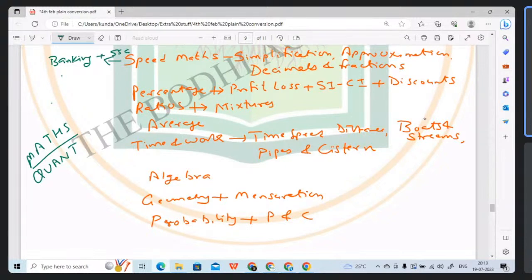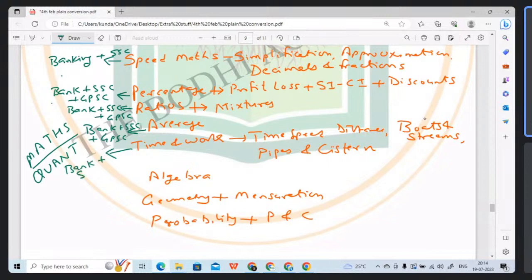There is no question from speed maths in GPSC, whereas percentage comes in all the exams: banking, SSC, and GPSC. Ratios and mixtures, questions come in all three. Similar is the case with average: bank, SSC, GPSC, all three. Okay. Time and work questions come in bank, SSC, GPSC.